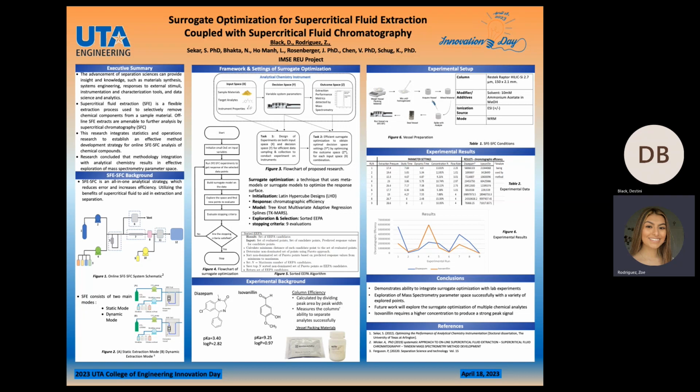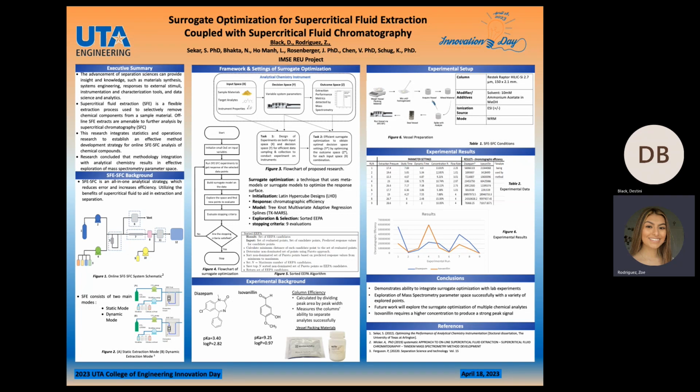Figure 3, starting with input space X. Our input space X includes sample material in the research, which was silica, as well as target analytes, which are diazepam and isovanillin. Decision space Y in the research includes variable parameters of the SFE, SFC, MS instrumentation, including extraction pressure, static time, dynamic time, concentration percentage, and flow rate. Lastly, outcome space C includes extraction performance metrics like chromatographic efficiency. Task 1 includes the design of experiments, and Task 2 includes efficient surrogate optimization.